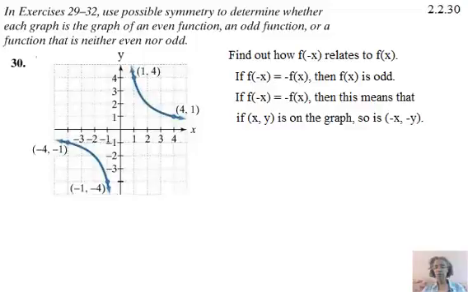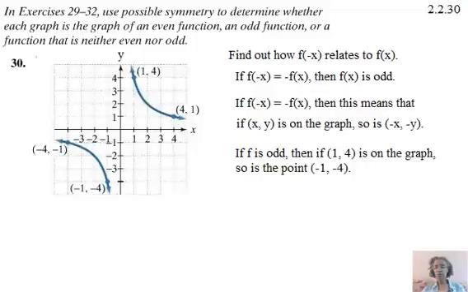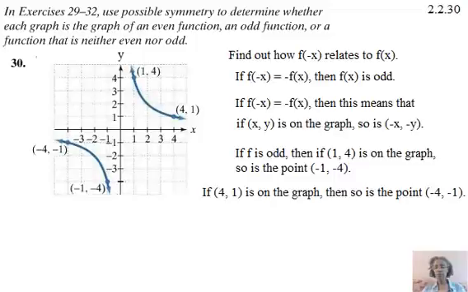So let's take a look at what that means in terms of the graph that we're considering at this point. If f is odd, then if (1, 4) is on the graph, so is the point (negative 1, negative 4). That's what the previous statement means for a particular set of points. Similarly, if (4, 1) is on the graph, then so is the point (negative 4, negative 1).